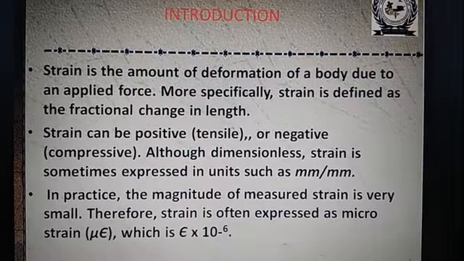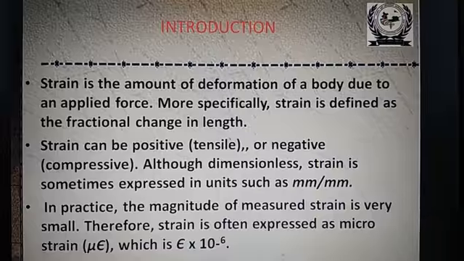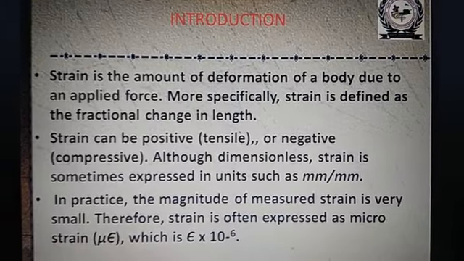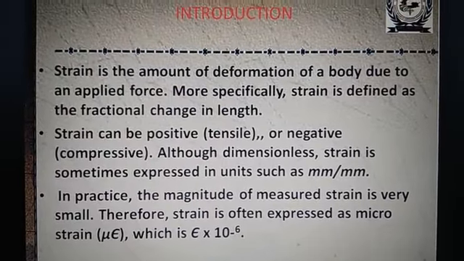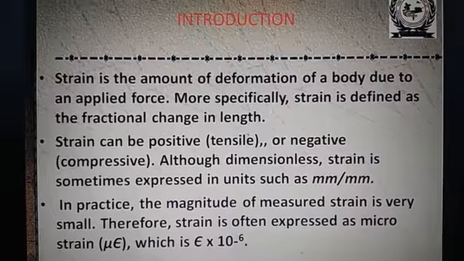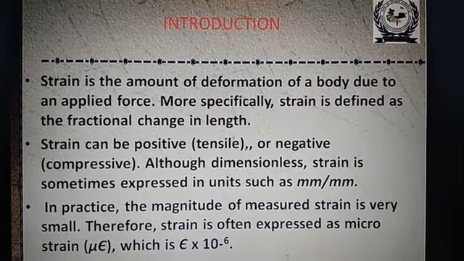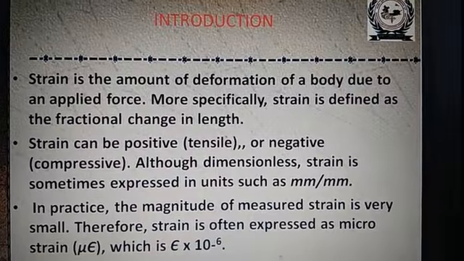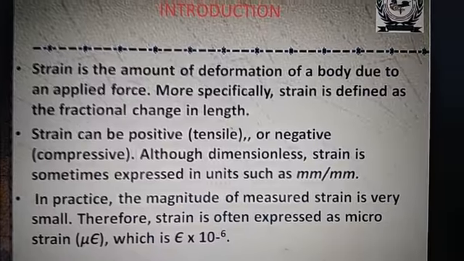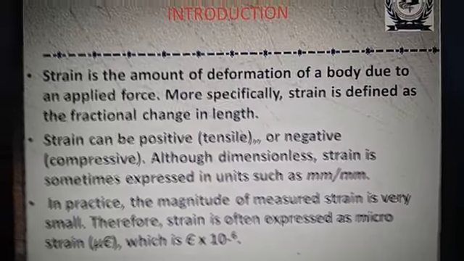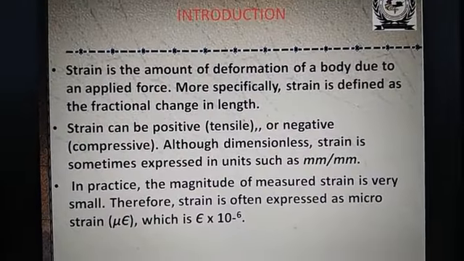What is strain? Strain is the amount of deformation of a body due to an applied force. More specifically, strain is defined as the fractional change in length. Strain can be positive, that is tensile, or negative, that is compressive. Although dimensionless, strain is sometimes expressed in units such as mm per mm. In practice, the magnitude of measured strain is very small. Therefore, strain is often expressed as micro strain, mu epsilon, which is epsilon into 10 raised to minus 6.